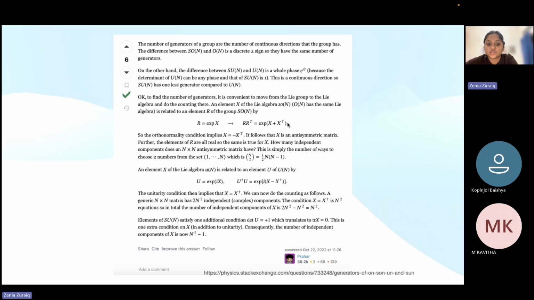It's from a Stack Exchange question. Basically, if you have an n by n matrix, you have n squared entries, and then you have to impose the conditions given by the group definition. When you remove those, you get the number of generators. So the generators tell you the number of independent ways to construct the group, basically.